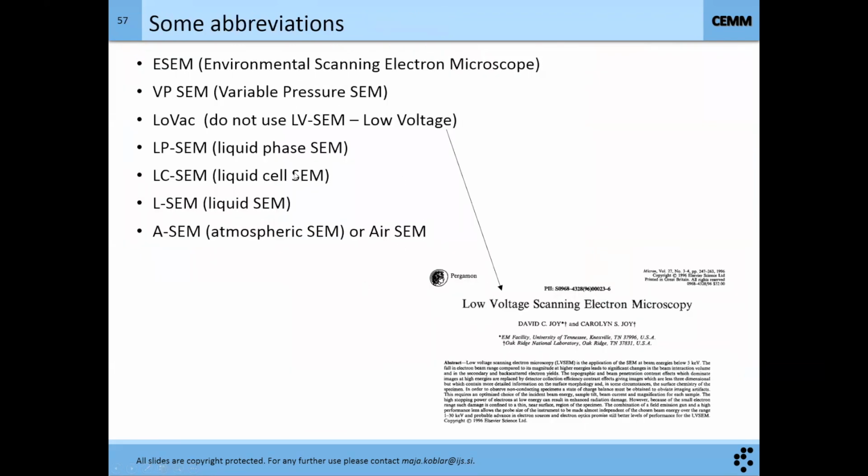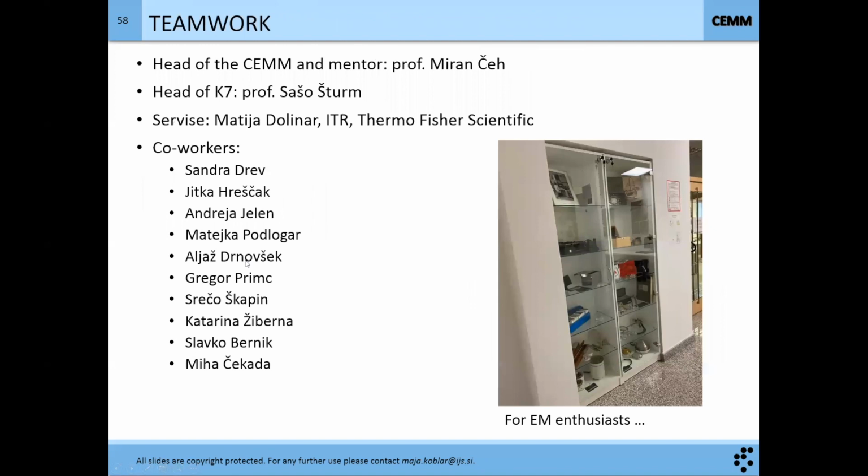Some abbreviations. I would advise not to use LV SEM for low vacuum, because it's kind of messy. The low voltage SEM by Joy and Joy is the same abbreviation, and because variable pressure is a really nice abbreviation, I would advise you to use this one.